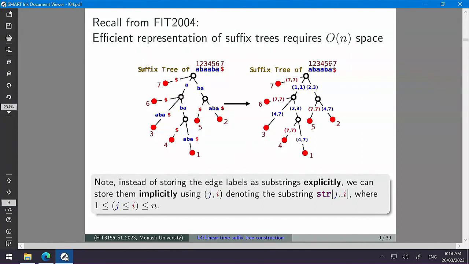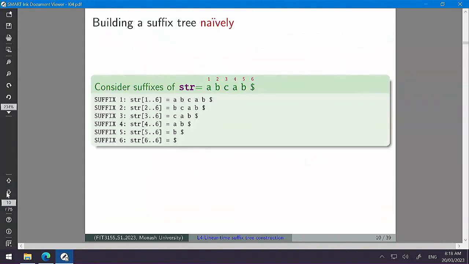You could still work at it during self-study. Okay. So with that introduction, I'm just going to remember how we constructed a suffix tree in 2004. So here's a string with 6 letters, including the dollar. We started inserting suffixes explicitly one after another. So how did it go?